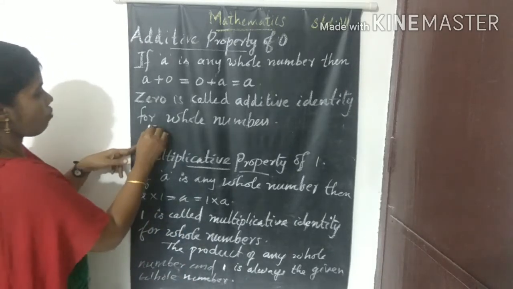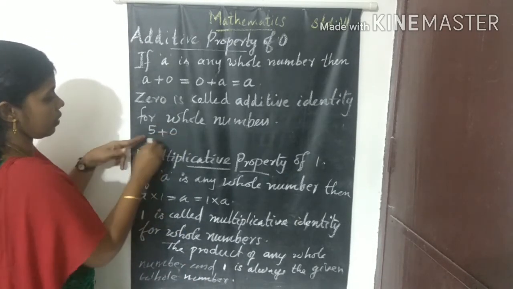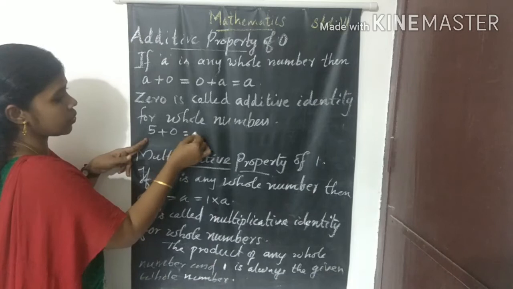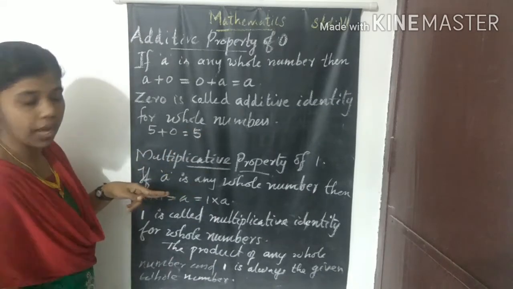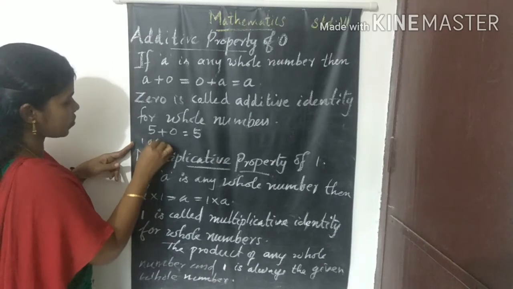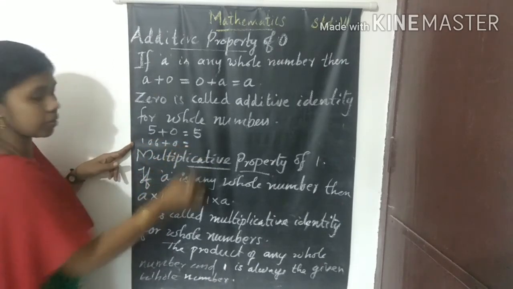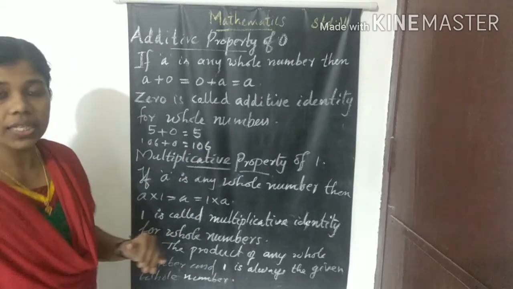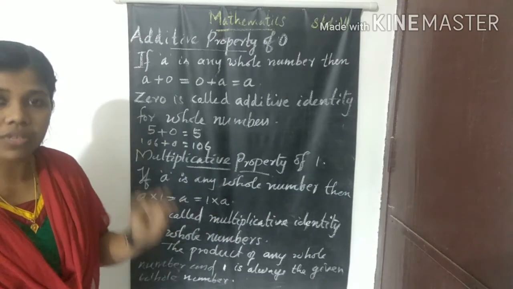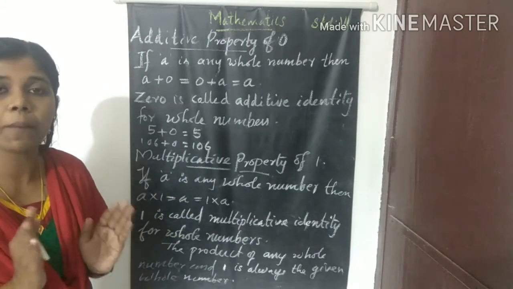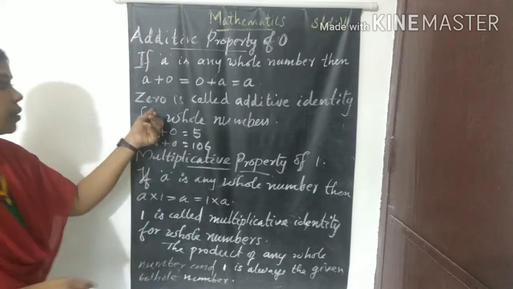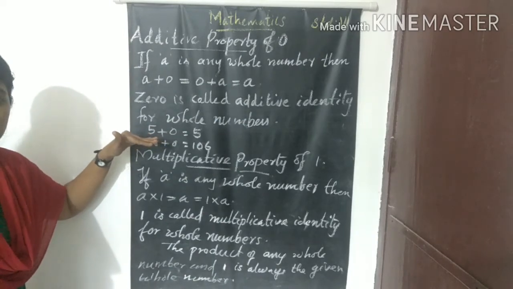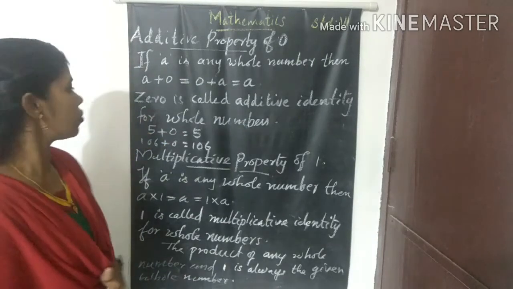Example, 5 plus 0. Here 5 is a whole number, so 5 plus 0 is equal to that whole number. Another example, 106 plus 0 equals the same whole number. That means when we add any number and 0, we get that same number. So 0 is called the additive identity for whole numbers.